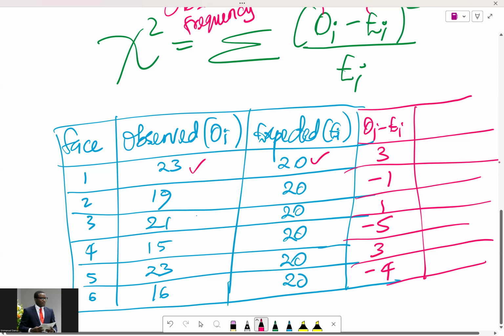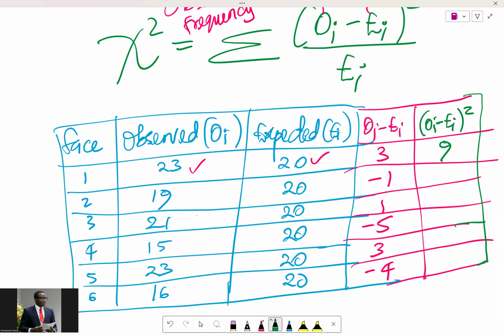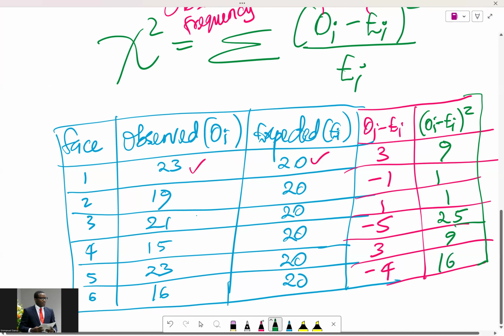So we can now have the square as O I minus E I all squared. 3 squared is 9. 1 squared is 1. 1 squared again is 1. 5 squared is 25. 3 squared is 9. Minus 4 squared is 16.